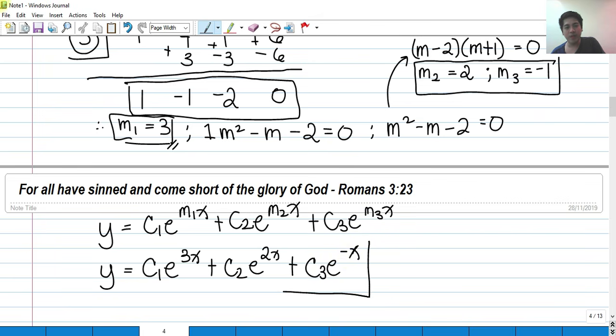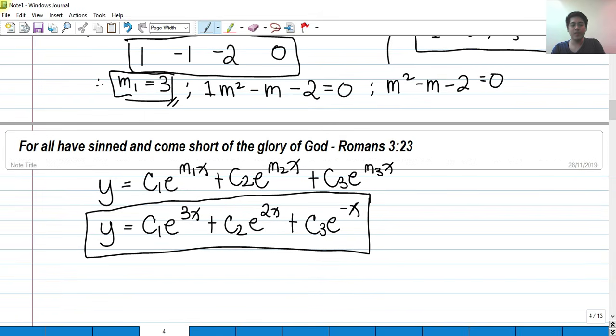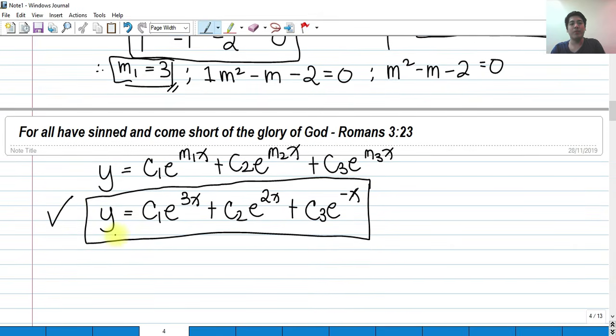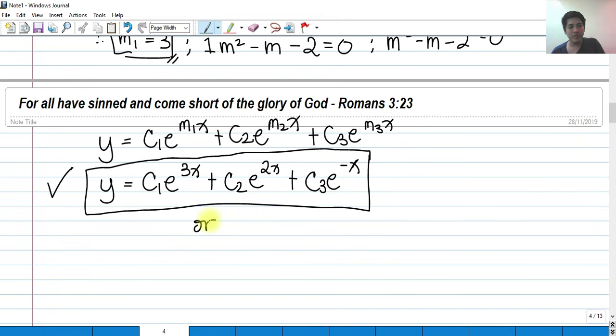So this would be our solution to the homogeneous linear differential equation with constant coefficients, for our first example. Notice that we have distinct roots.